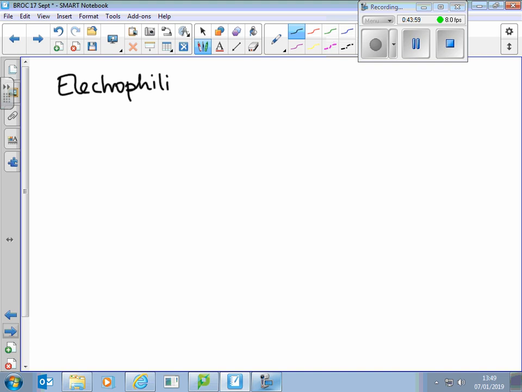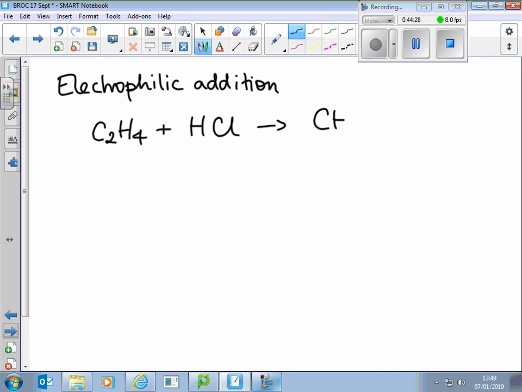Electrophilic addition. What we're looking at is ethene and, yours is hydrogen bromide, isn't it? So I've got to use hydrogen chloride. Okay. And we end up with this: chloroethane.